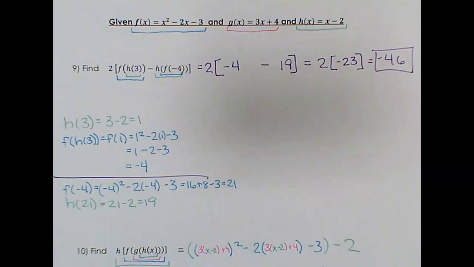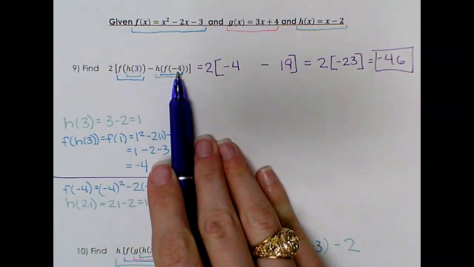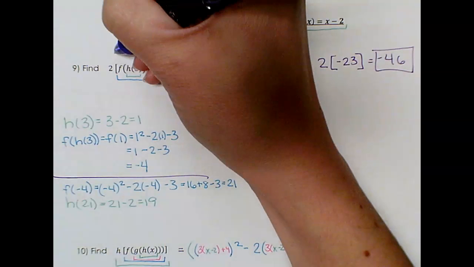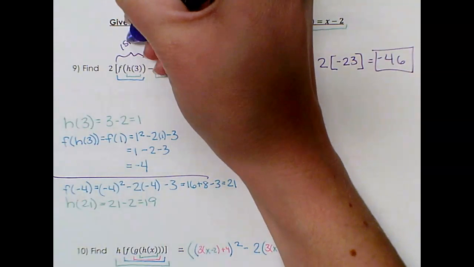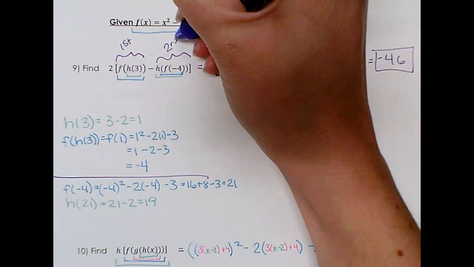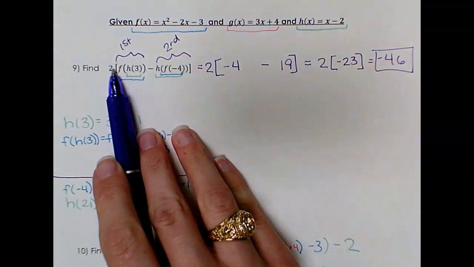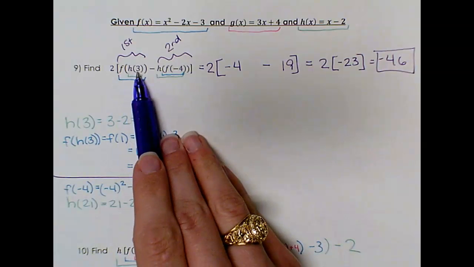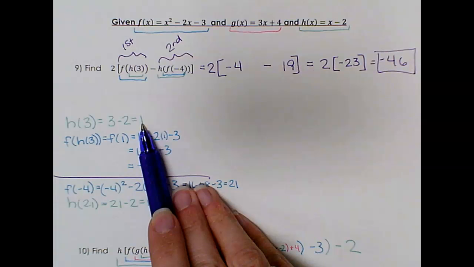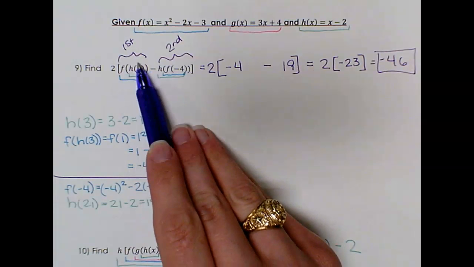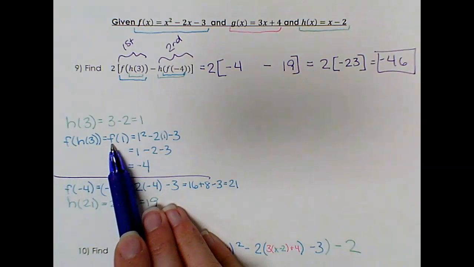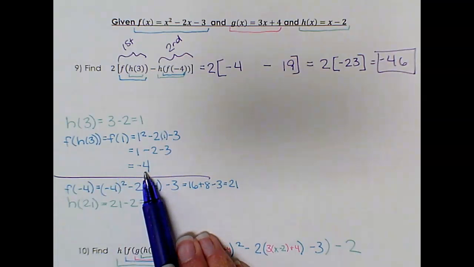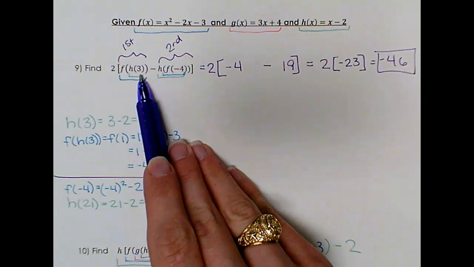So this problem is not as difficult as it seems at first, because I noticed that instead of x's, I have numbers, which is great. So I can do this part first, and I can do this part second, and then I can put it together, 2 times this minus this. So first thing I notice is I'm finding h of 3. Well, h of 3 is 1. And then I'm using that to find f of 1. Well, f of 1 ends up being negative 4. So that's my first piece right here, negative 4.